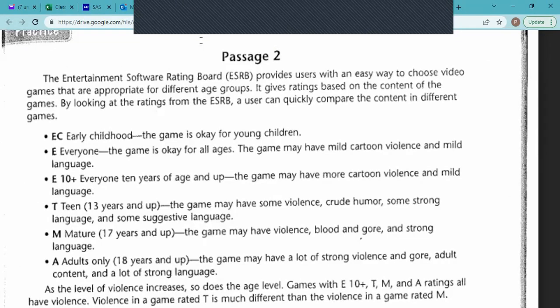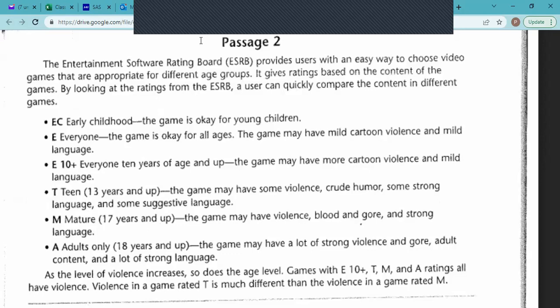So it starts out with EC, early childhood. Now this game is okay for young children. E for everyone. The game is okay for all ages. The game may have mild cartoon violence and mild language in it, though. E 10 plus, everyone 10 years of age and up. The game may have more cartoon violence and mild language.